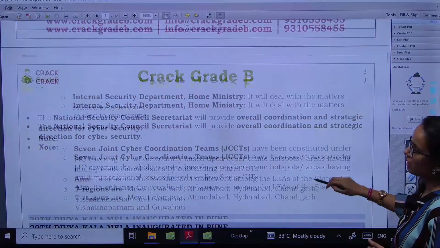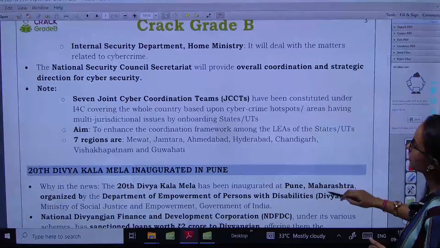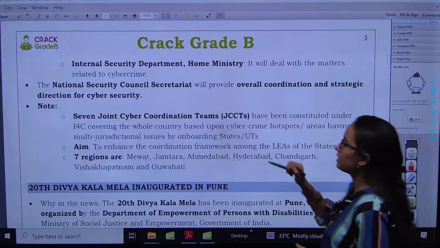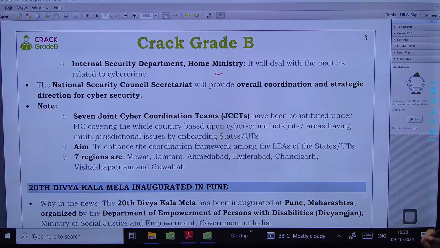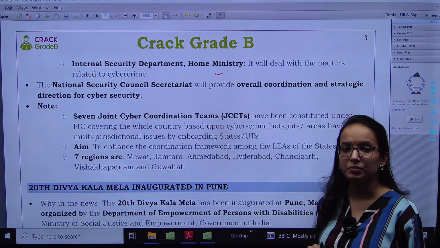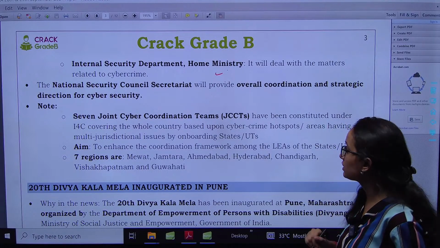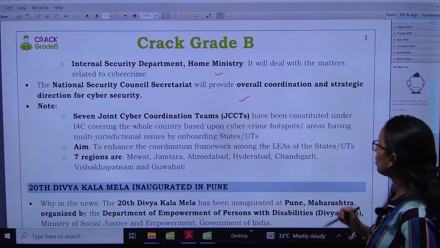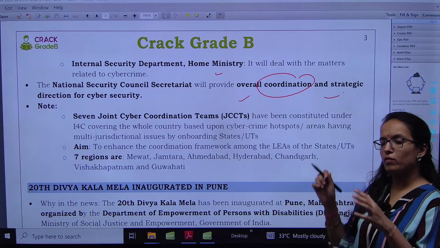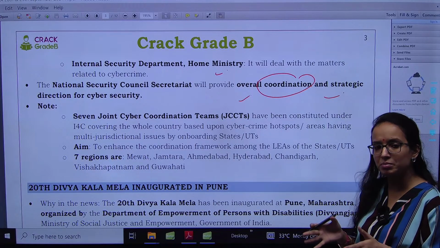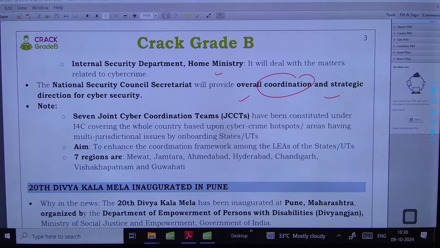threat protection, right? And then the next one is the Internal Security Department of the Home Ministry, which will be dealing with matters related to cyber crime as well. Okay, and then the National Security Council Secretariat is provided with overall coordination and strategic direction of cyber security. So overall coordination, strategic planning and implementation will be done by the National Security Council Secretariat.